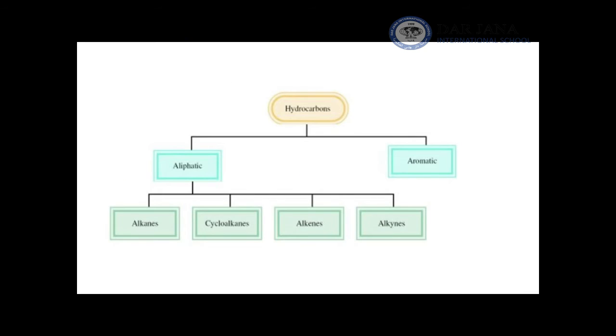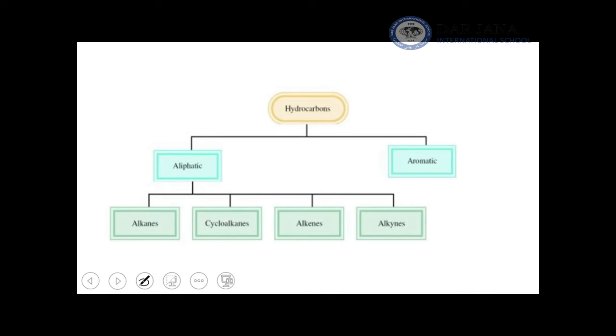Hydrocarbons are divided into two parts, aliphatic and aromatic compounds. An aliphatic compound is a hydrocarbon compound containing carbon and hydrogen joined together in straight chains, branched chains, or in rings. Aliphatic compounds may be saturated, like alkanes and cycloalkanes, or unsaturated, like alkenes or alkynes. The simplest aliphatic hydrocarbon is methane.